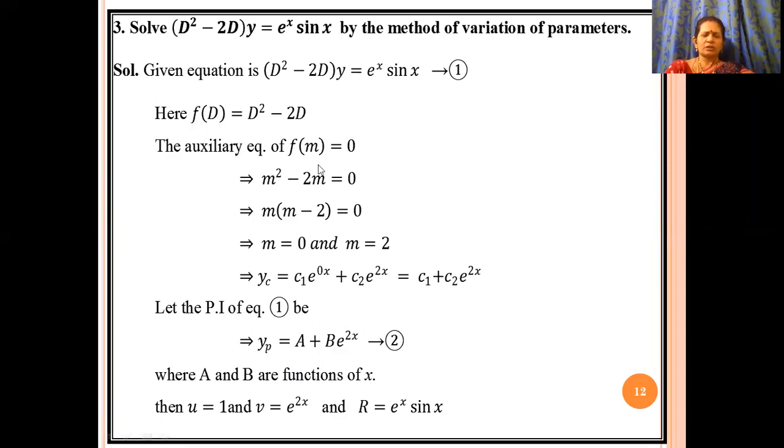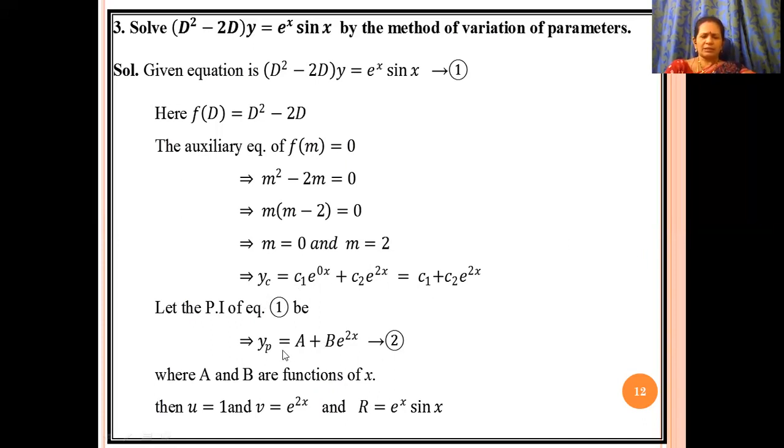So find out the auxiliary equation. From the auxiliary equation, we have two roots like this, 0 and 2. Then write down the complementary function. Yc is equal to this one. So directly here we got the complementary function yc is equal to c1 plus c2 into e power 2x. After that, go to the particular integral.